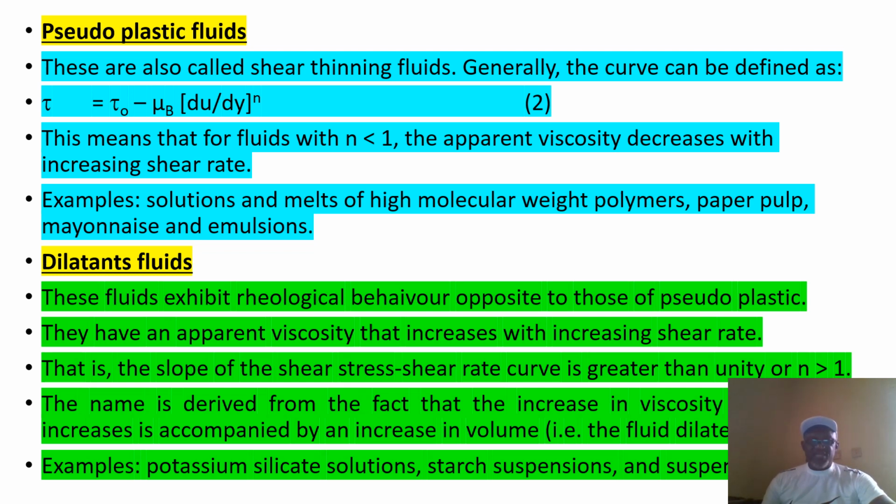So while n is less than 1 for pseudoplastic, n is greater than 1 for dilatant fluids. We have examples here: potassium silicate solutions, starch suspensions. For dilatant fluids, they have an apparent viscosity that increases with increasing shear rate. Now look at pseudoplastic: we say the apparent viscosity decreases with increasing shear rate. So while it is decreasing in pseudoplastic, it is increasing in dilatant fluids.